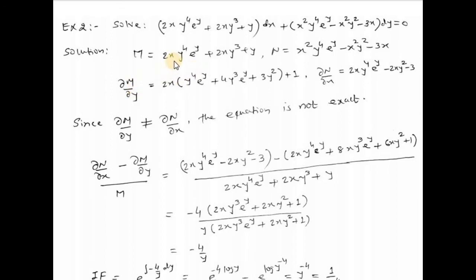So here 2x is common from first two terms, okay, and we have to take partial differentiation with respect to y. So here we have to apply product rule. So here y raised to 4 will be as it is, and derivative of e raised to y will be e raised to y, plus now e raised to y will be as it is, and derivative of y raised to 4 is 4y cube, okay, plus derivative of y cube is 3y square, okay, and derivative of y is 1. So this is del m by del y.